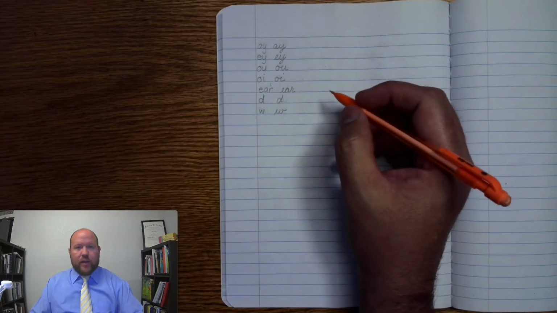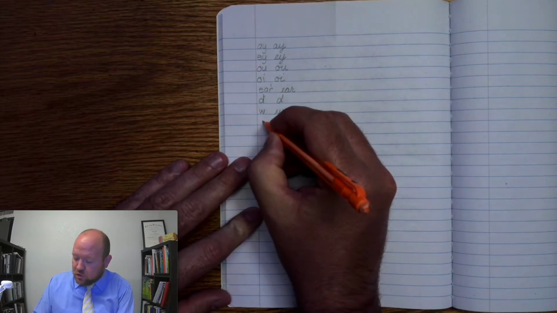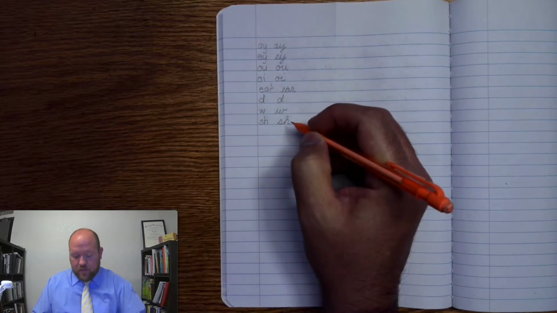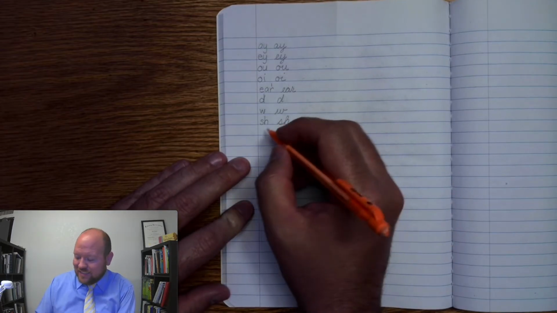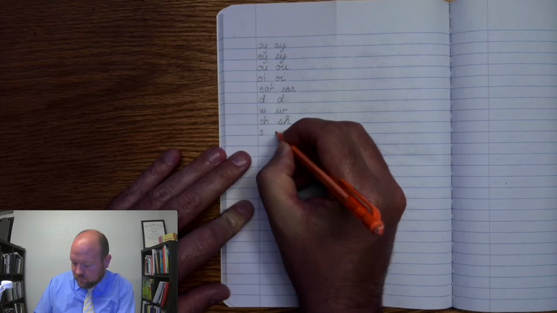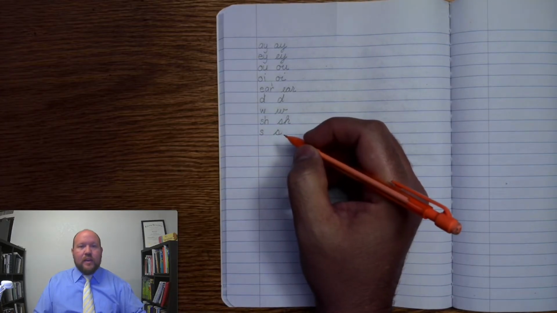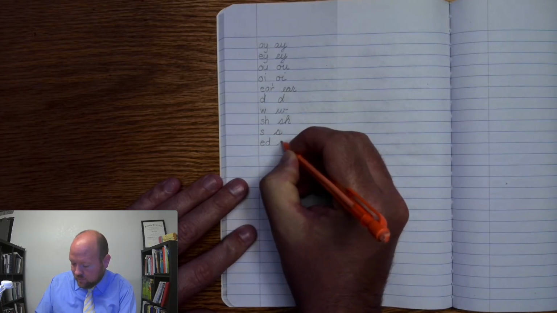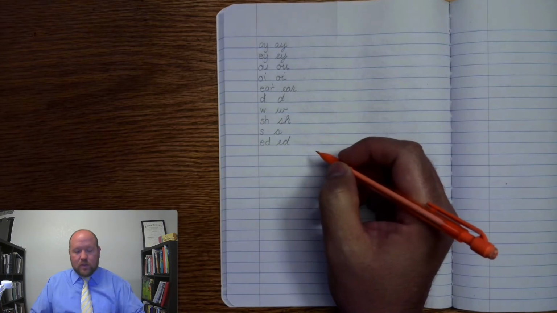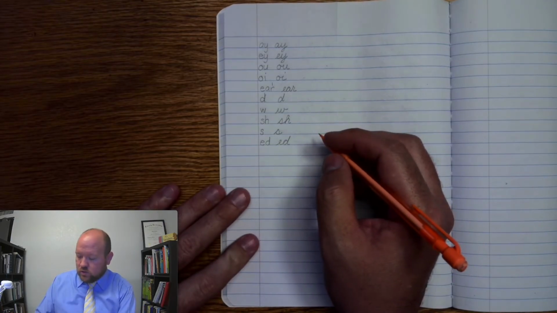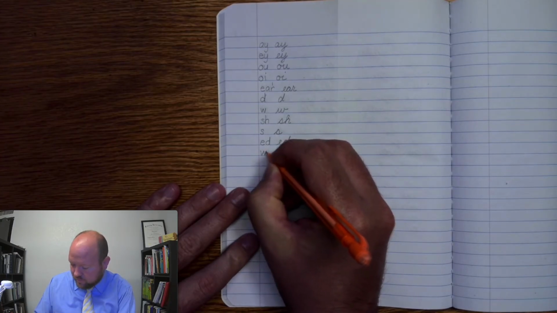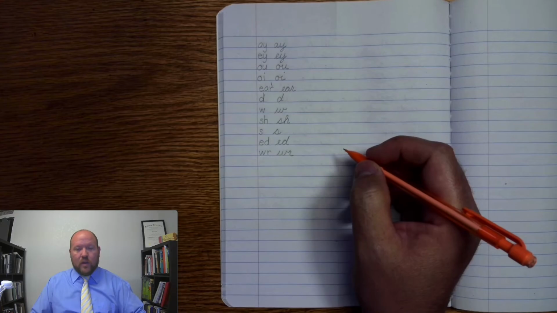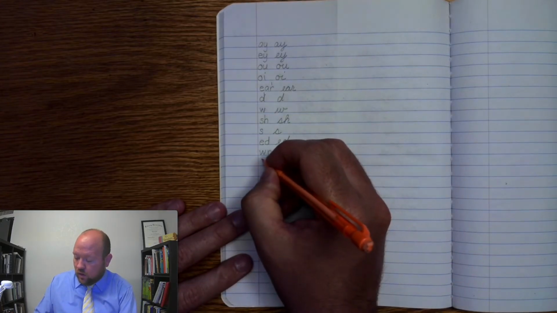Next one, shh. Next one. Next one, ed, duh, t. Next one. Two letters. Next one. All.